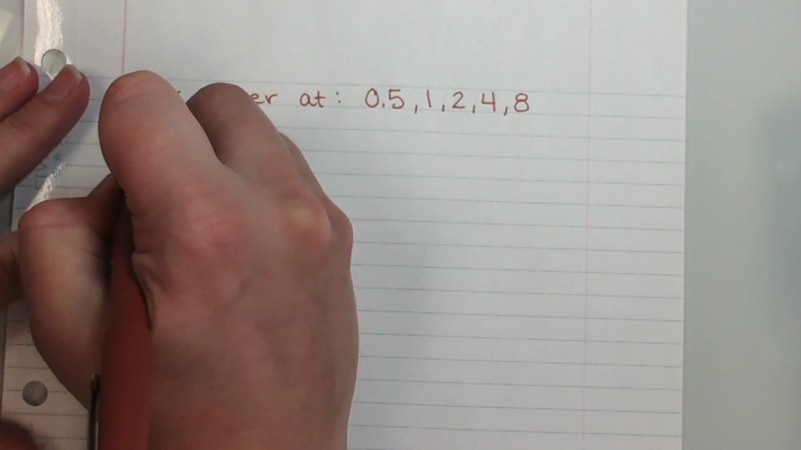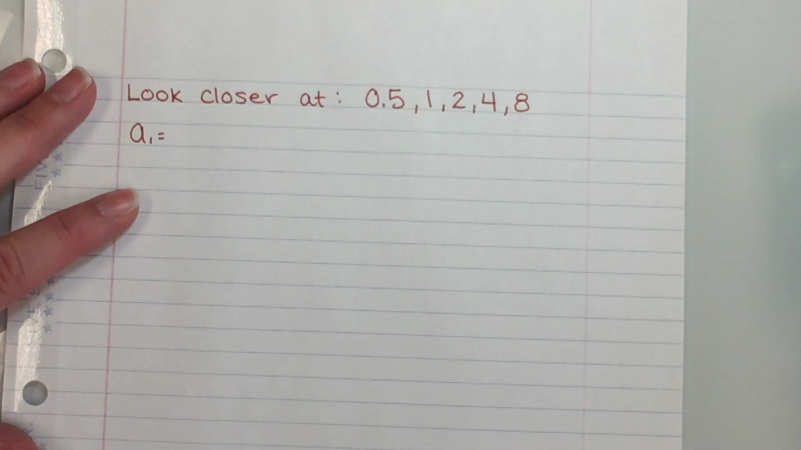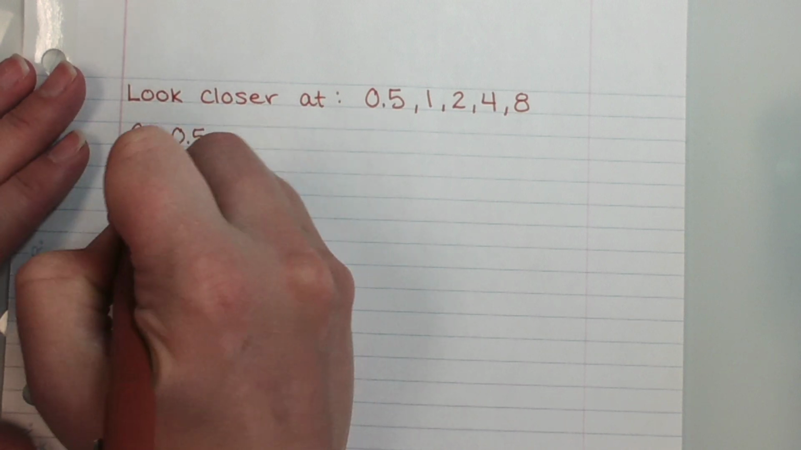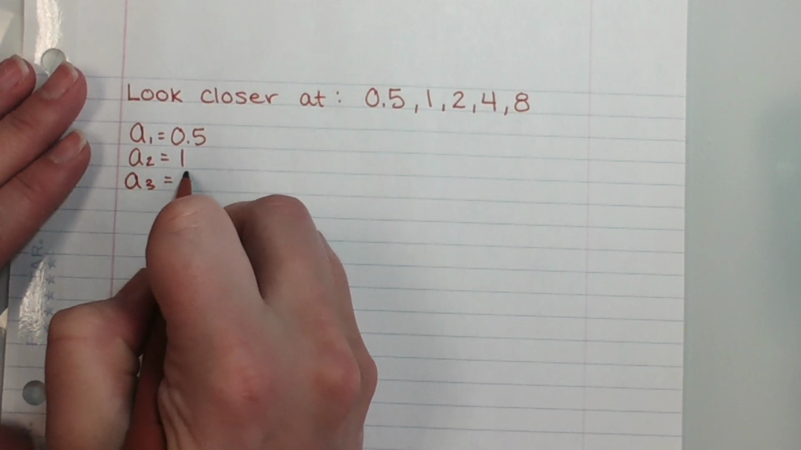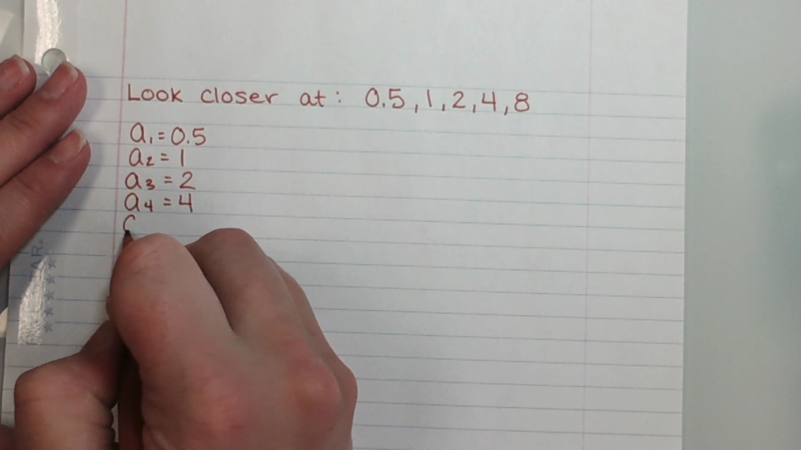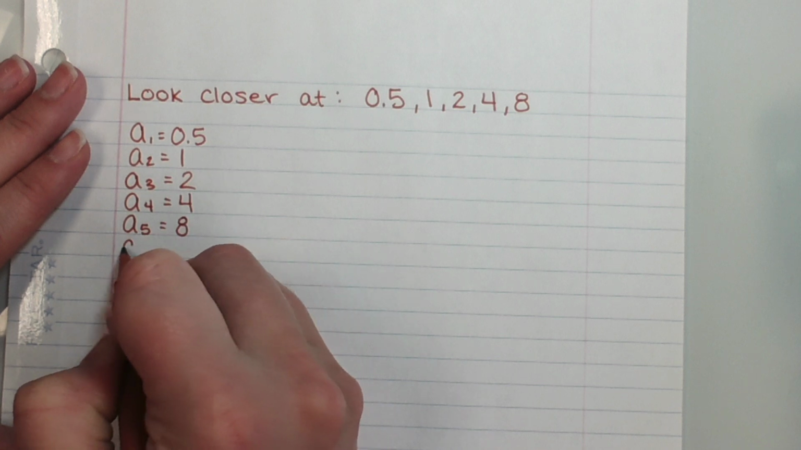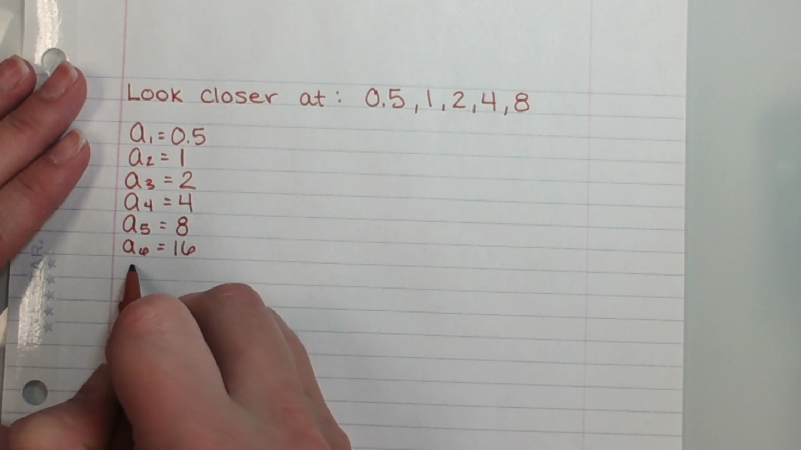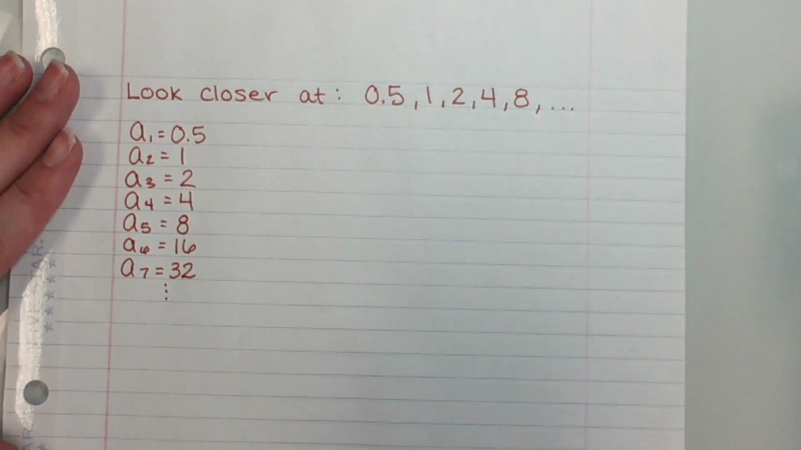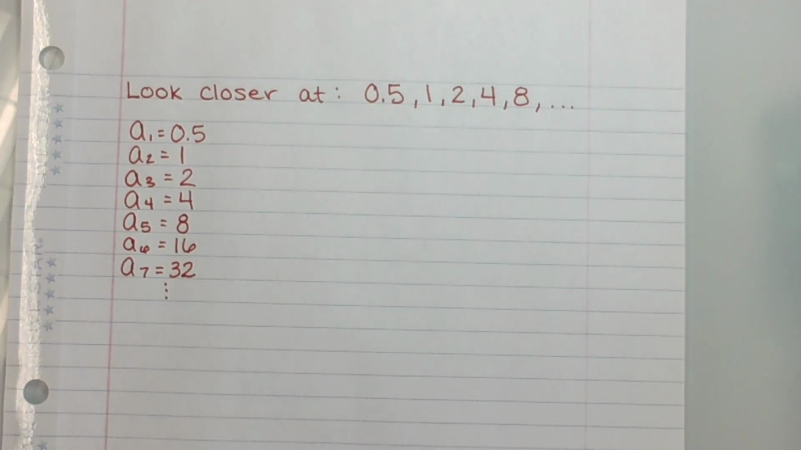This is the third sequence I gave you on the warm-up. What's a sub 1? 0.5. What's a sub 2? 1. What's a sub 3? 2. A sub 4? A sub 5? A sub 6? A sub 7? I could keep going, right? How long could I keep going? Infinitely, forever.